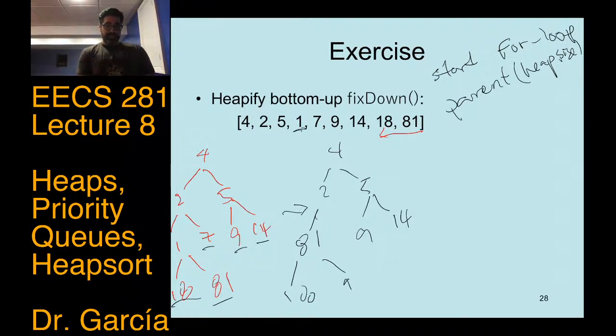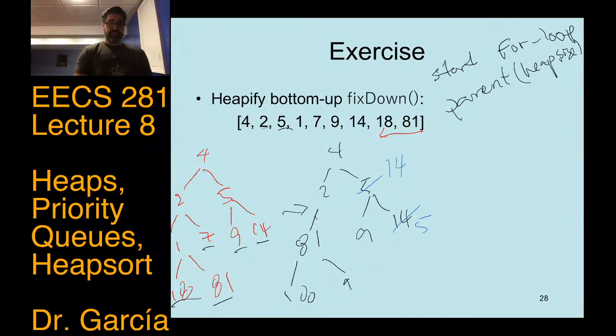So that's what I did with 1. If you were writing this in array form, you would swap these two. That's what I just did. And then I would continue. I'm done doing fix down for 1. I would now do fix down for 5. And fix down for 5 would mean that I would swap with 14. Okay, done with that. Then I would try fix down for 2.